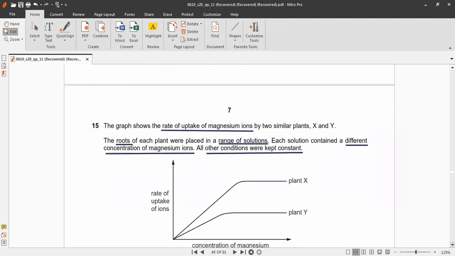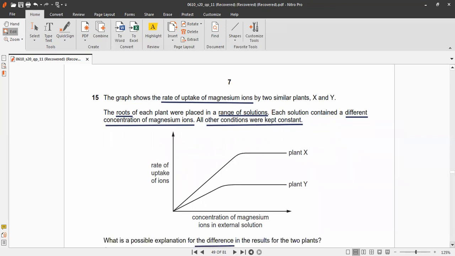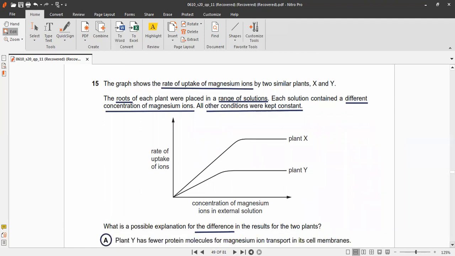The graph shows the rate of uptake of magnesium ions by two similar plants, X and Y. The roots of each plant were placed in a range of solutions. Each solution contained different concentrations of magnesium ions. All other conditions were kept constant. What is a possible explanation for a difference in the results for the two plants? Yes, plant Y has fewer protein molecules for magnesium ion transport in its cell membrane.